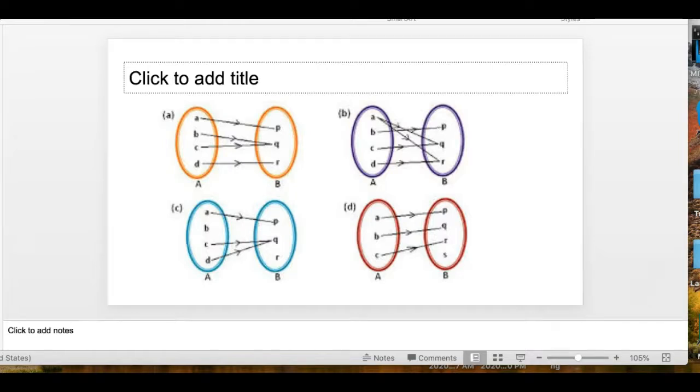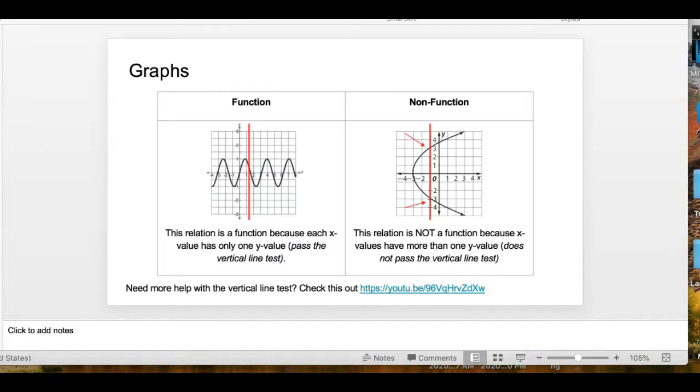Let's go to our final one. Our final example is what you call graphs. How do you determine if a graph is a function? Mr. George, I don't see any x's. Well, I'm glad you said that. The way that you determine if a graph is a function or not is by the vertical line test, not the horizontal line test, the vertical line test.